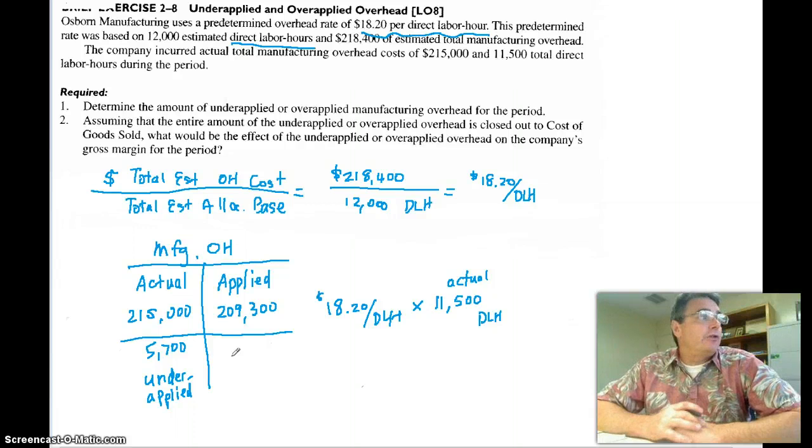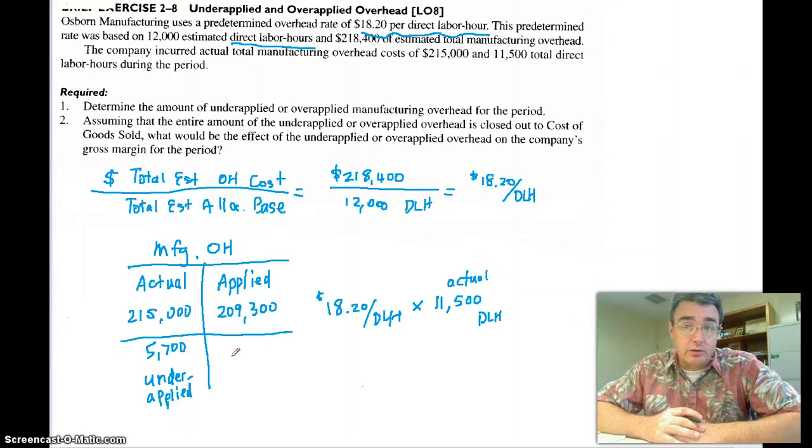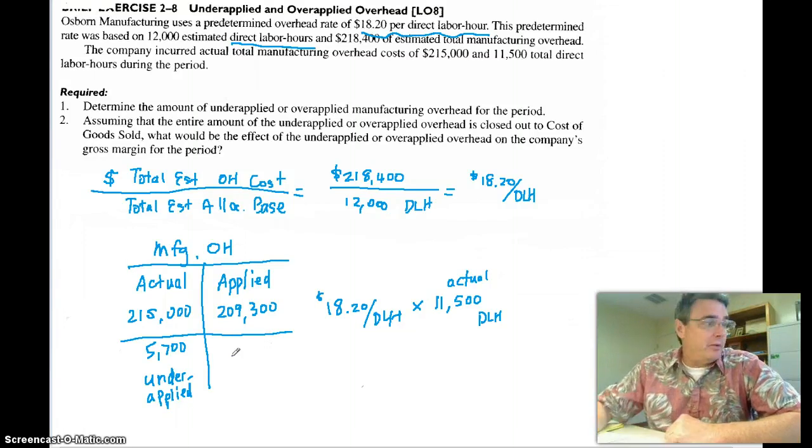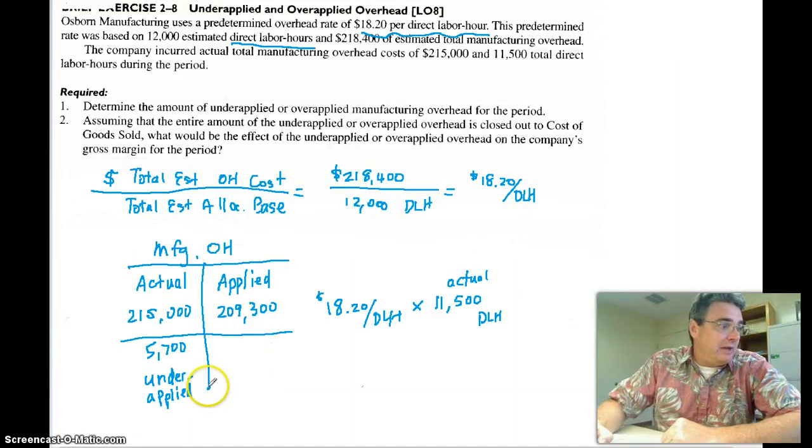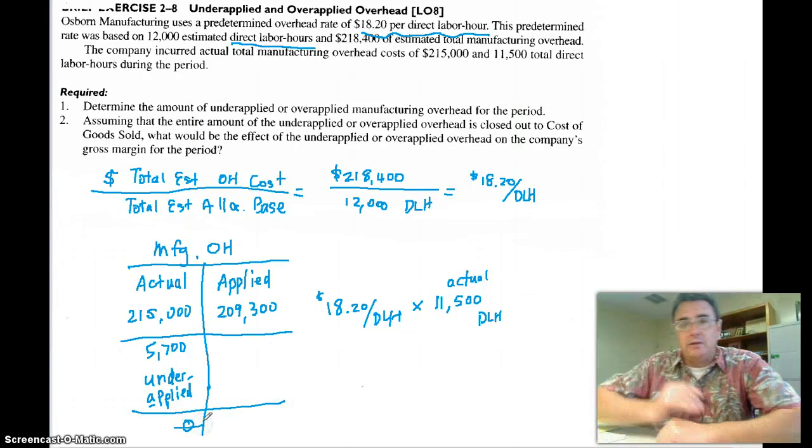Part 2. Assuming that the entire amount of the underapplied or overapplied overhead is closed out to cost of goods sold. Do you know what that means? Closed out to cost of goods sold. Remember, this account, manufacturing overhead, is not a typical account. It's a suspense account, a temporary account. We have to close it before we can prepare any financial statements. How do you close it? Closing it means you make it a zero balance. When we're all done, we want to have a zero balance in this account.